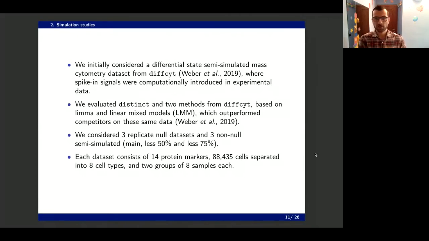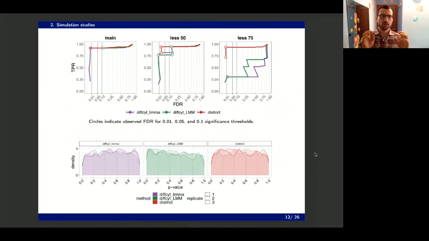And we considered, still from the original paper, 3 null datasets and 3 non-null, what I call discovery datasets. So the main one and 2 more where the size of the differential effect was diluted by 50 and 75%, so making it basically harder to detect differences. So in this plot here on the top, we have the true positive rate and false discovery rate for the non-null datasets. And then at the bottom, we have the densities of the raw p-values under the null datasets. So let's start from the top first. Our method is in red, while diffcyt methods are in green and blue.